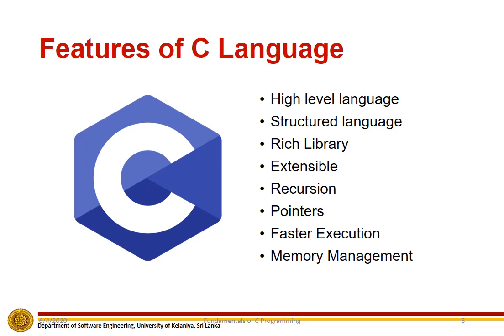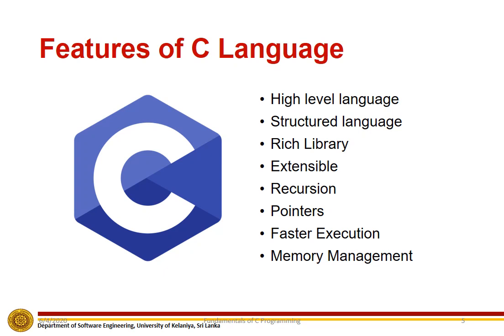Then the next feature is recursion. Recursion is a feature offered by the C programming language where we don't have to write the function multiple times. Instead, wherever we need the function, we just have to call it. This feature reduces the time in the development cycle and also improves the code functionality.